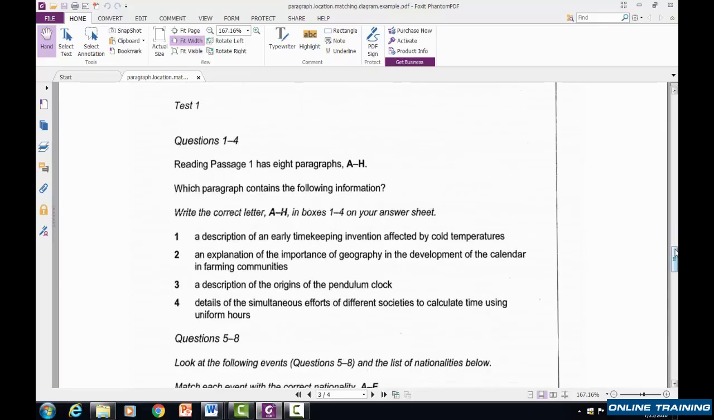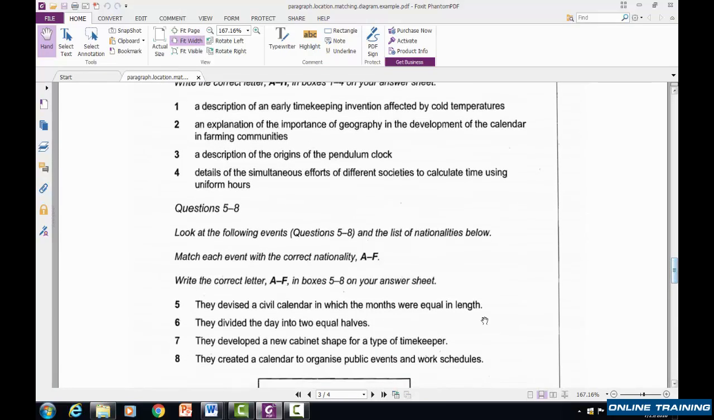Alright, so let's look and see if that's a match for anything. They devised a calendar where the months were equal. We saw nothing about being equal. Divide the day into 2 equal halves. Nope. They developed a new cabinet shape for a timekeeper. Nope. They created a calendar to organize public events and work schedules.